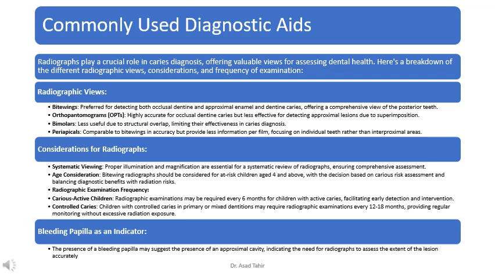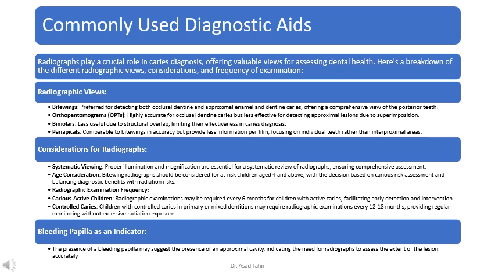Radiographic examination frequency. Caries-active children: radiographic examinations may be required every 6 months for children with active caries, facilitating early detection and intervention. Controlled caries: children with controlled caries in primary or mixed dentitions may require radiographic examinations every 12 to 18 months, providing regular monitoring without excessive radiation exposure.